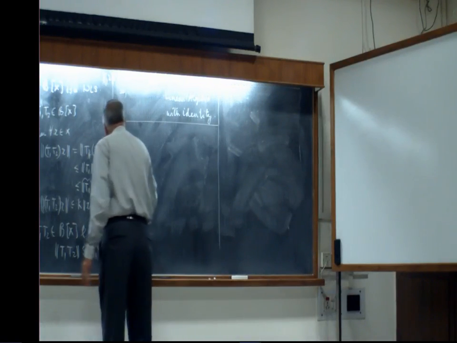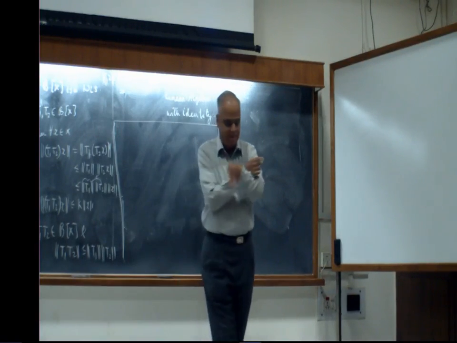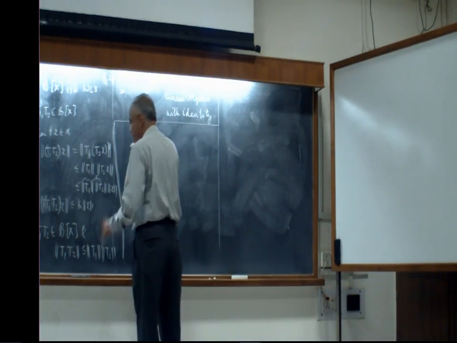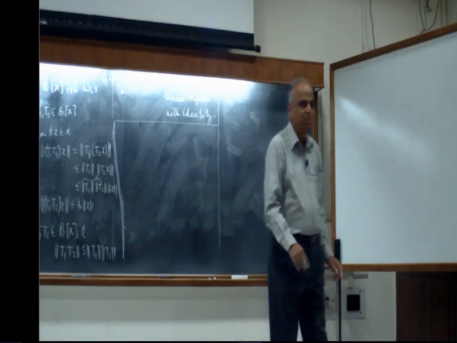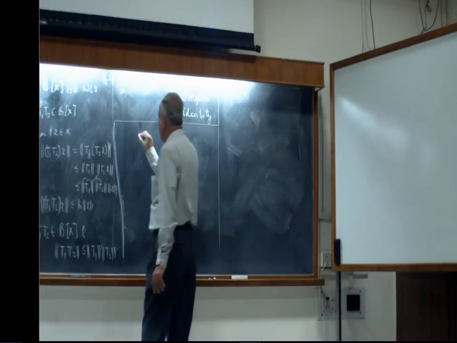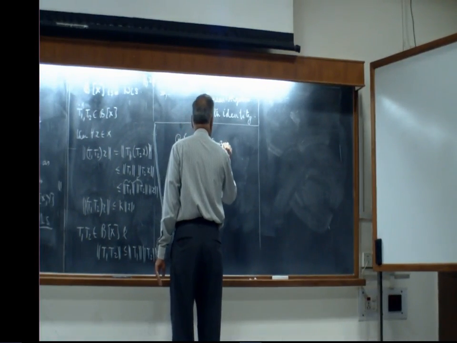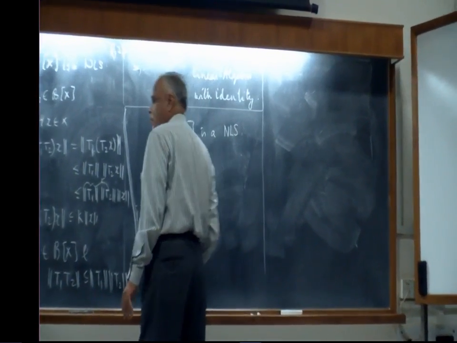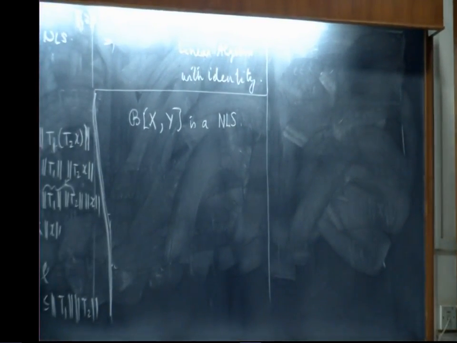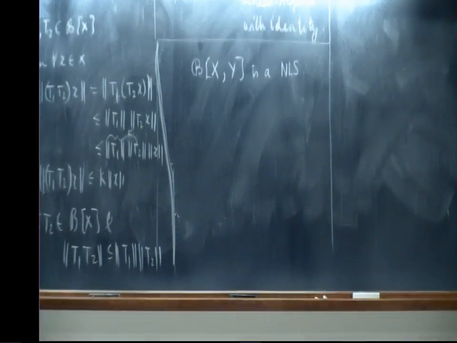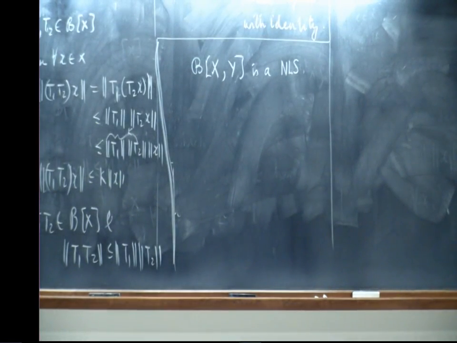Right. So now I am going to specialize this. Let me make one or two remarks, and I will make an outline of what we are up to. Now B(X,Y) is a normed linear space. That we have seen. If X is a normed linear space, Y is a normed linear space, the set of all bounded linear transformations from X to Y with that induced norm is a normed linear space.